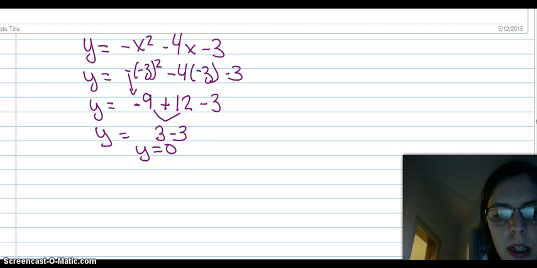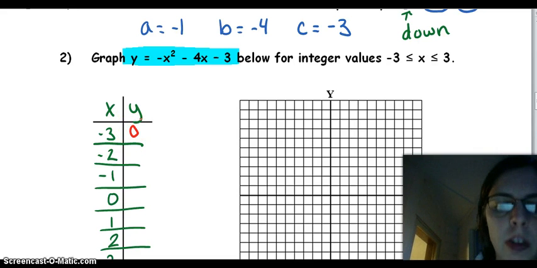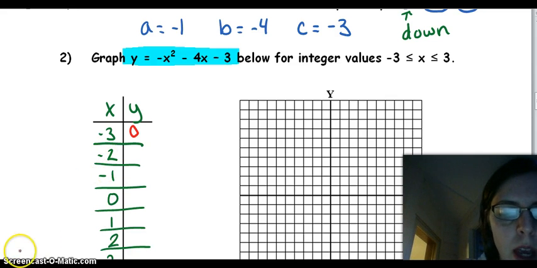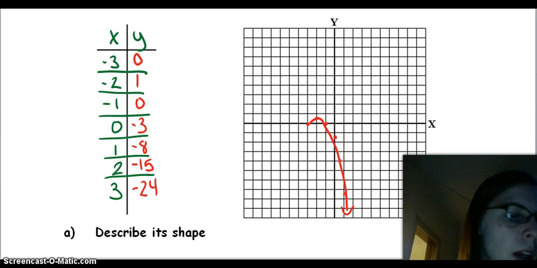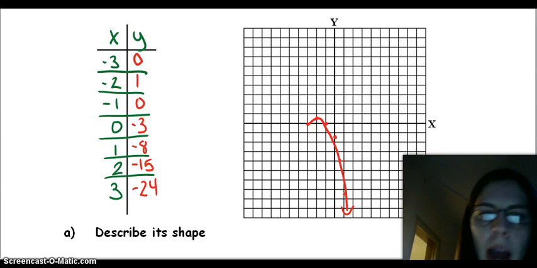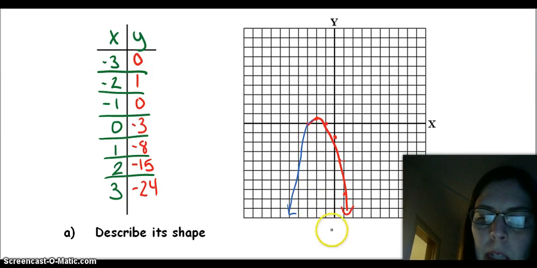So I'll head back to my table and put a 0 in here, and I'm going to do that for each of the following values of x. So you can pause and work on those on your own, and I'll come back and finish up the graph. As you can see, I worked out the values for all the y, and then I plotted the points on the graph. I can mirror this on this side, reflect it, and end up with something quite similar to the other side.